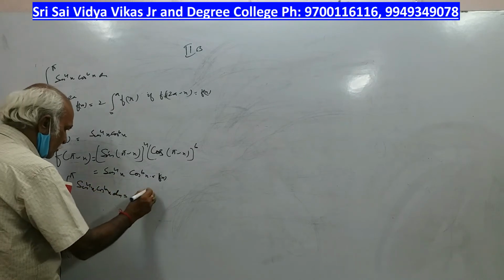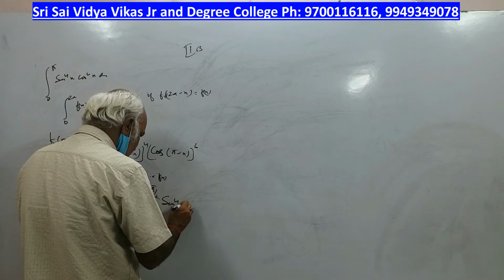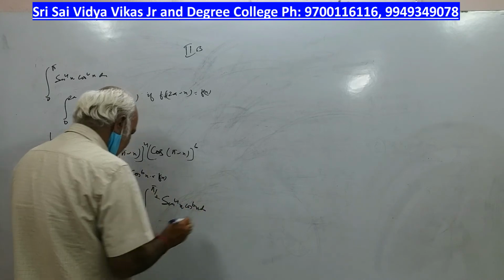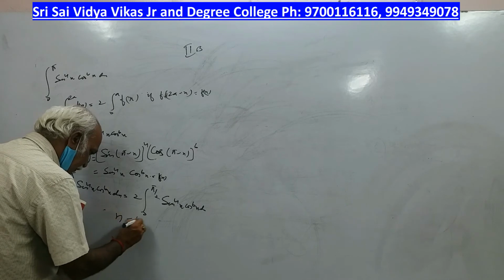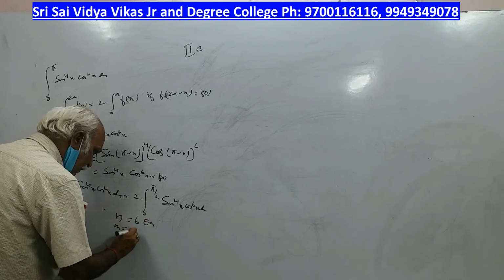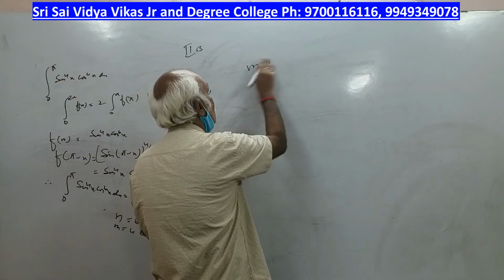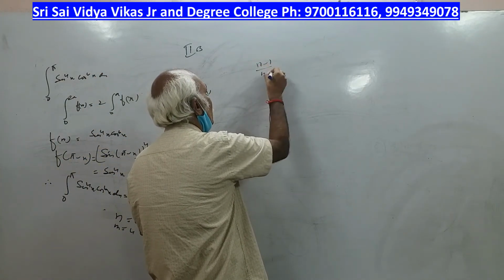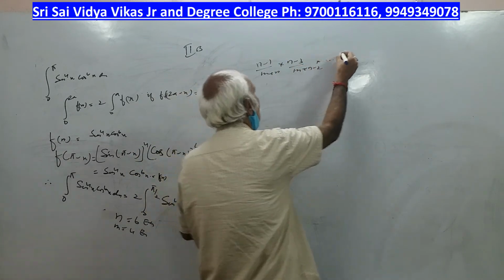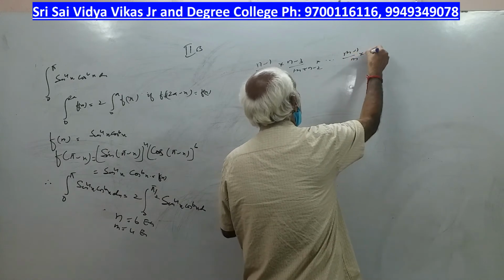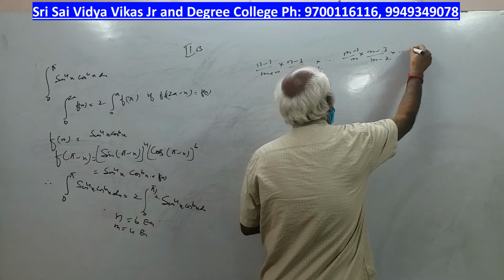So integral 0 to pi dx is equal to 2 times integral 0 to pi by 2 of sin power 4 x cos power 6x dx. So here m value, sorry, first n value 6 even, m is 4 even. So what is the formula? n minus 1 by m plus n, n minus 3 by m plus n, and so on, pi by 2. Why, sir?